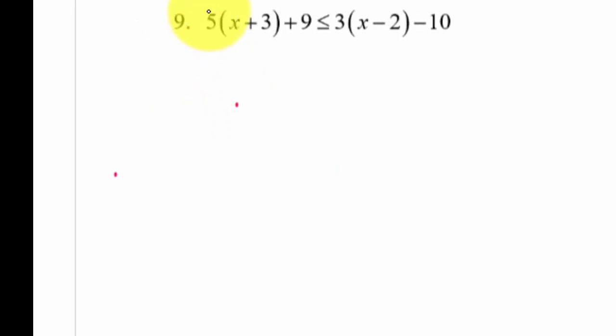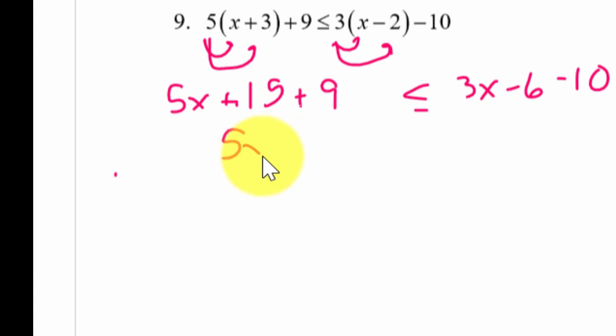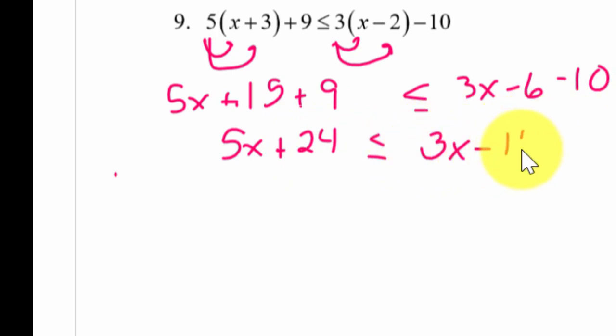In problem 9, we're going to do some distributive work first. We'll distribute that 5 here and that 3 here, right? So we're going to get 5x plus 15 plus 9 is less than or equal to 3x minus 6 minus 10. And let's combine like terms on either side before we start rearranging terms. So we have 5x, and here we're going to add the 15 and the 9, which is a plus 24, and that's less than or equal to, and over here we can combine the negative 6 and the negative 10 to get a negative 16.